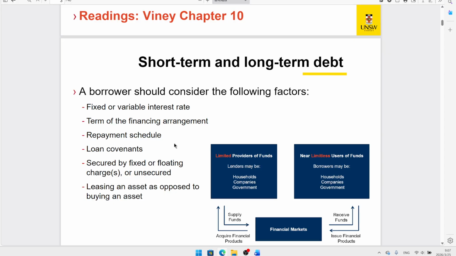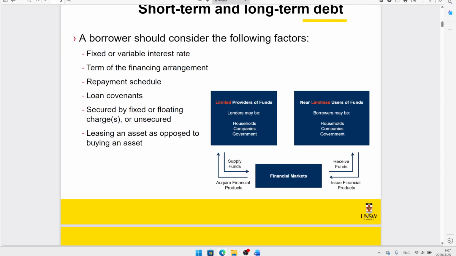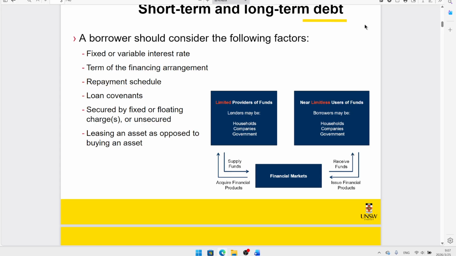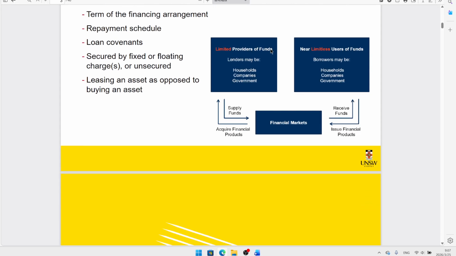A borrower should consider the following factors: fixed or variable interest rate, terms of the finance arrangement, repayment schedule, covenants, and security, secured by a fixed or floating charge, or unsecured.